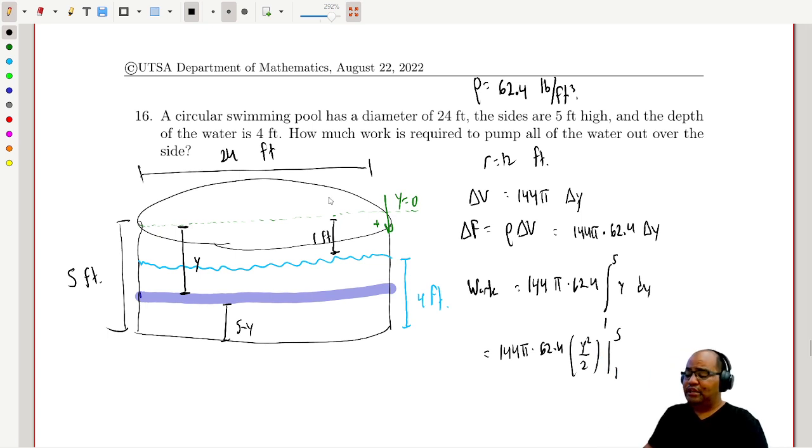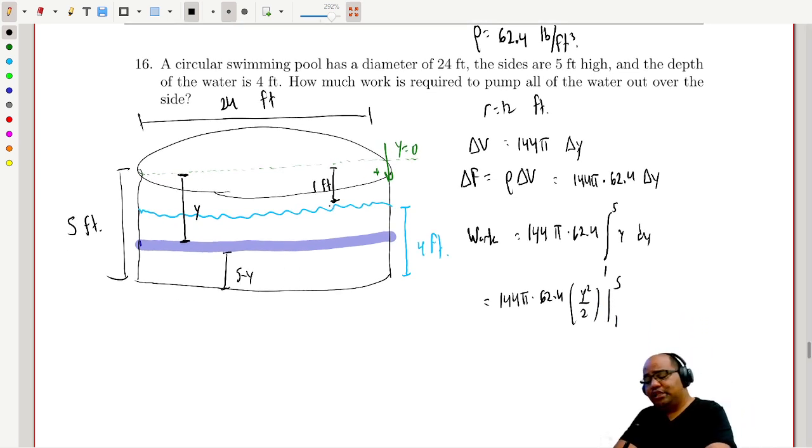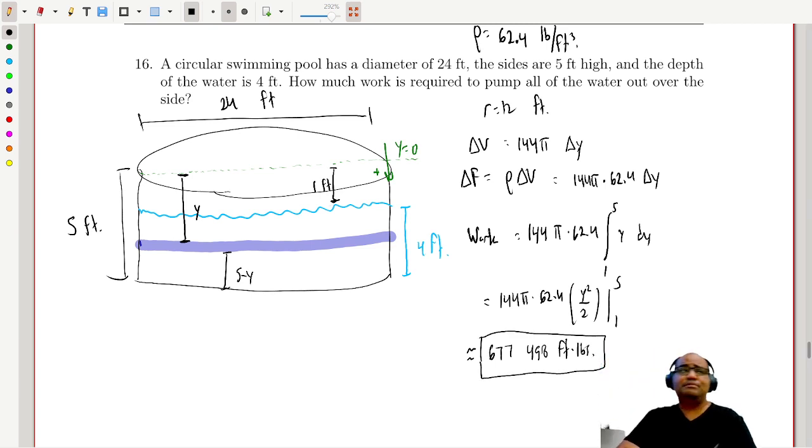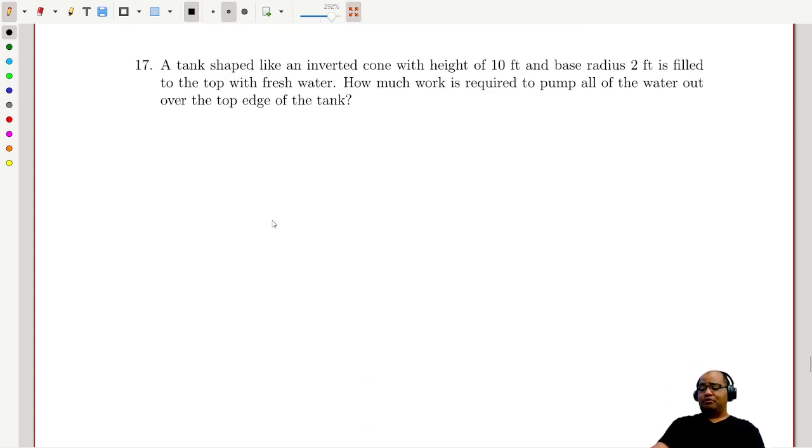And when you go ahead and do all the computations here, you should get a number that looks something like 677,498 foot-pounds of work. So that's how much work is required to empty this swimming pool that has water filled to a depth of 4 feet. Okay, so we start small, we work big, we can see the patterns here. Cylinders are very easy because the radius does not change at every level. But what if we have a different shape, say a cone? Okay, we've seen this before in the original videos here.